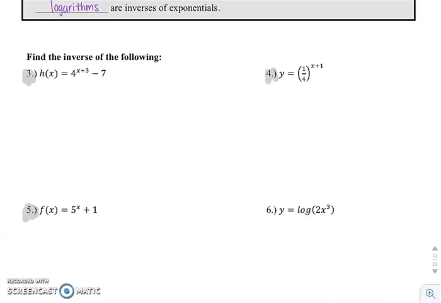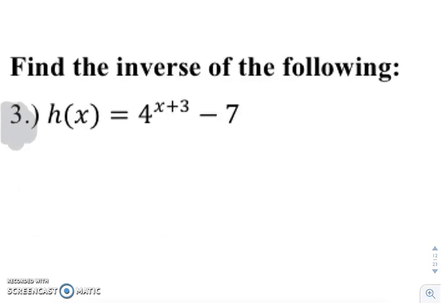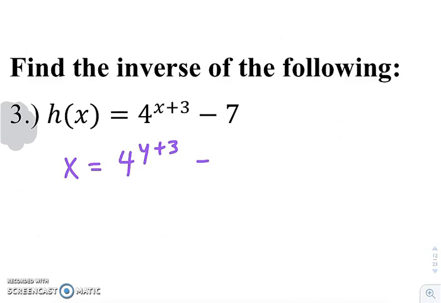We're going to practice finding the inverses of some exponential equations. So remember, each x just means y. So we're going to switch these and say x equals 4 to the power of y plus 3 minus 7. If this currently is an exponential equation with a base of 4, our inverse should be a log base 4. So just keep that in mind as we're working through this.